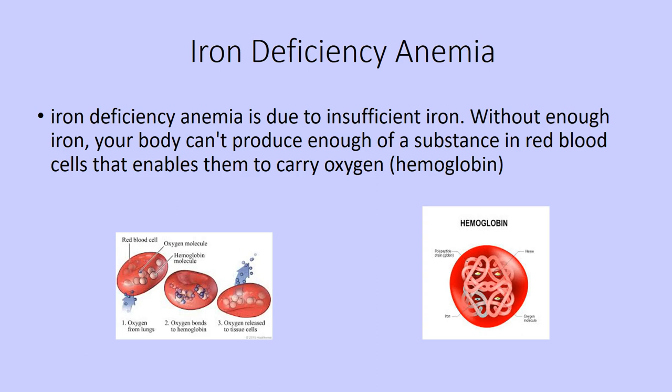The next one is going to be iron deficiency anemia. Iron deficiency anemia is due to insufficient iron. Without enough iron, your body can't produce enough of a substance in the red blood cell that enables it to carry oxygen. I put these two pictures on here purposely so you can see the hemoglobin itself is what carries the oxygen, but it takes iron to bind to both the hemoglobin and the oxygen molecule in order to carry it. So with iron deficiency anemia, again, it's more of an oxygenation problem than anything else.